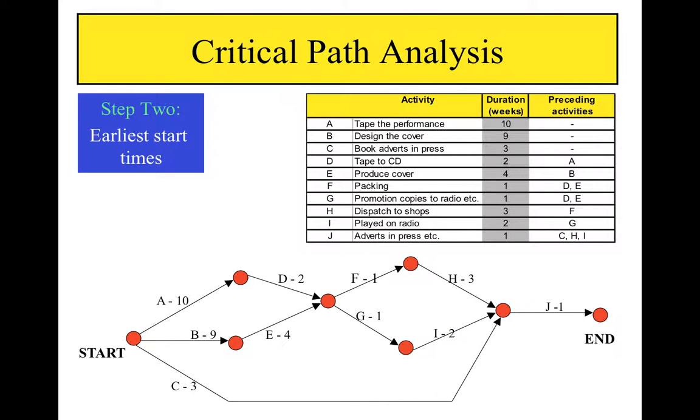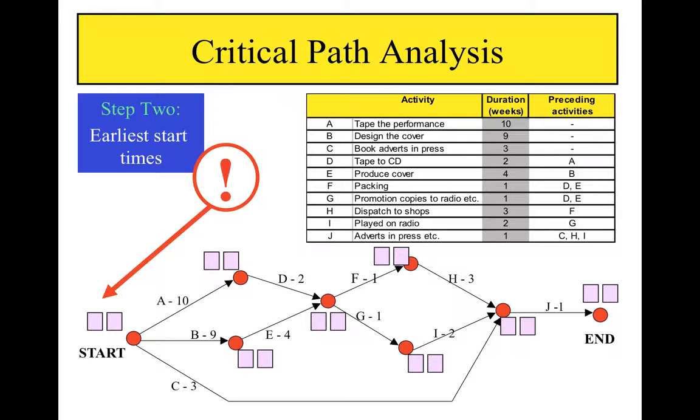The next step is to determine how early we can start each of the activities. Here, each activity has been labelled with its duration. We are going to write the earliest and latest possible start times for each activity in separate boxes. The left-hand box is going to show the earliest time that we can be at a particular point in the project, and the right-hand box is going to show the latest time.